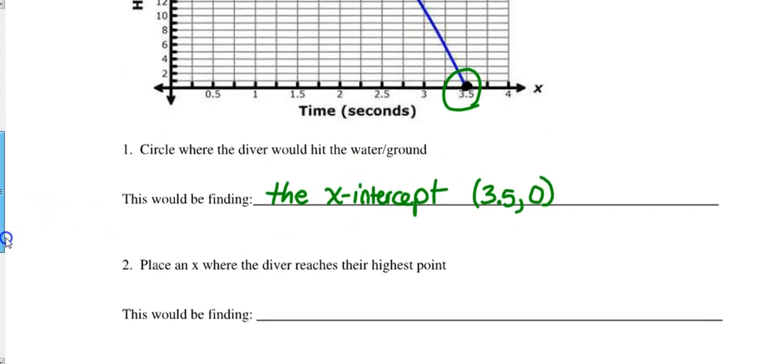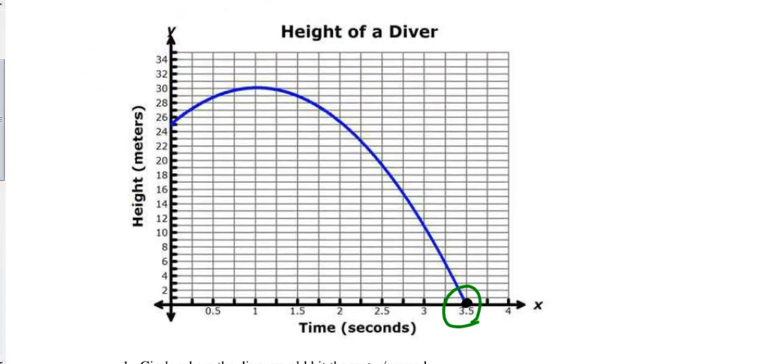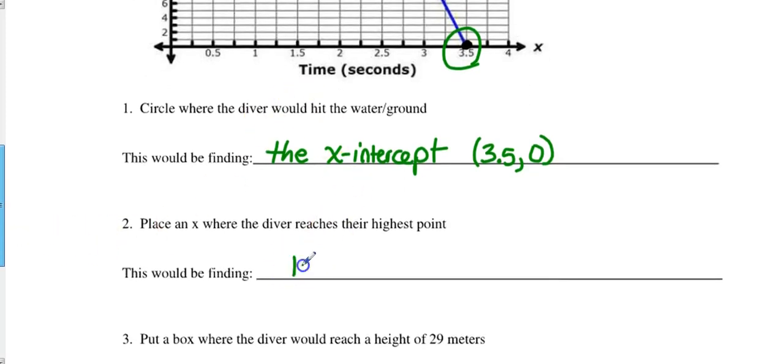Looking at number 2, it says place an X where the diver reaches their highest point. So let's see, coming back here, where's that highest point? Where would you say the highest point is? Well, if I literally go by the height, and I look for the highest point on the graph, looks like it's right there. Reached his highest point. We call that finding the vertex. Vertex is the vocabulary word for the highest point on that graph.